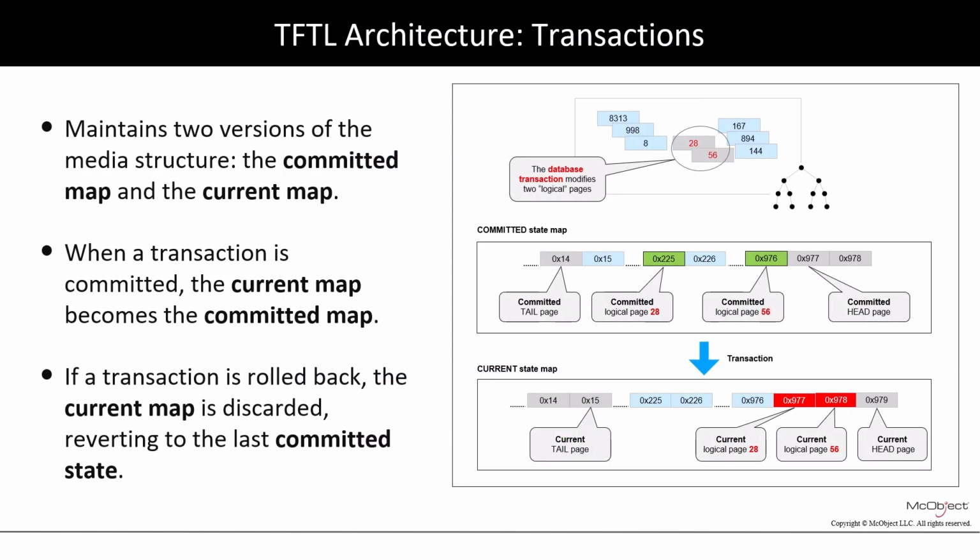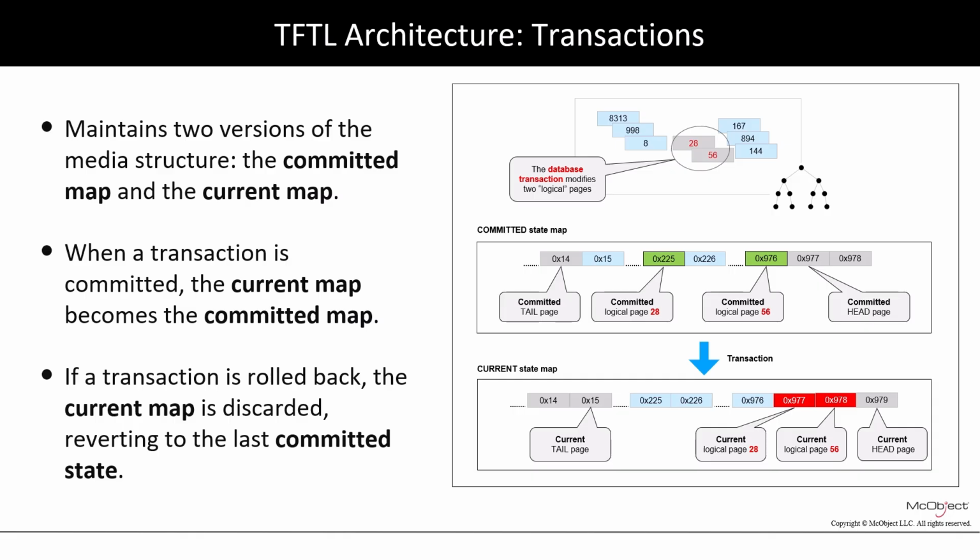As I mentioned earlier, TFTL actually maintains 2 page maps. The committed map, representing the last stable, consistent state, and the current map, a temporary map created during a read-write transaction. This diagram illustrates what happens when 2 logical pages, 28 and 56, in light red at the top of the diagram, are modified. In the committed map, these pages are mapped to hex 225 and hex 976. The green physical pages representing valid committed data. The transaction does not modify this map.